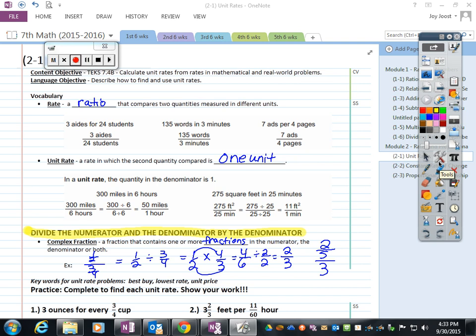Some key words to look out for when we're working with unit rate problems: lowest rate, best buy, unit price. Those are examples of key words that are going to alert you that you're working a unit rate problem. And remember, when you do unit rate problems, you are going to divide the numerator and the denominator by the denominator, because a unit rate is a rate in which the second quantity compared is 1 unit. So in a unit rate, your denominator will be 1. Let's look at some practice problems.